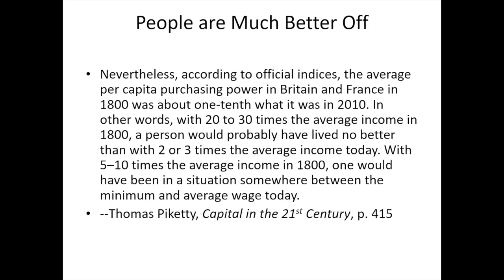In other words, someone in 1800 having 20 to 30 times the average income of other people in 1800 would probably have lived no better than with 2 to 3 times the average income today. With 5 to 10 times the average income in 1800, one would have been in a situation somewhere between the minimum and average wage today. So that's just tremendous, tremendous progress.